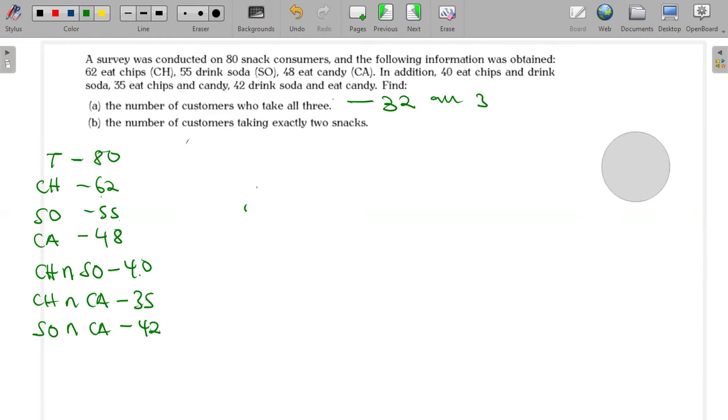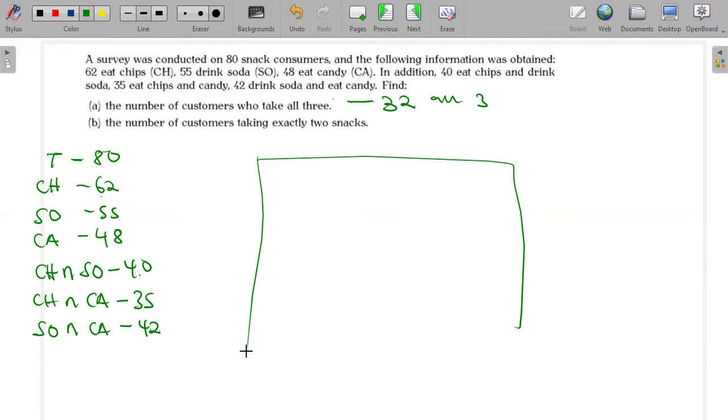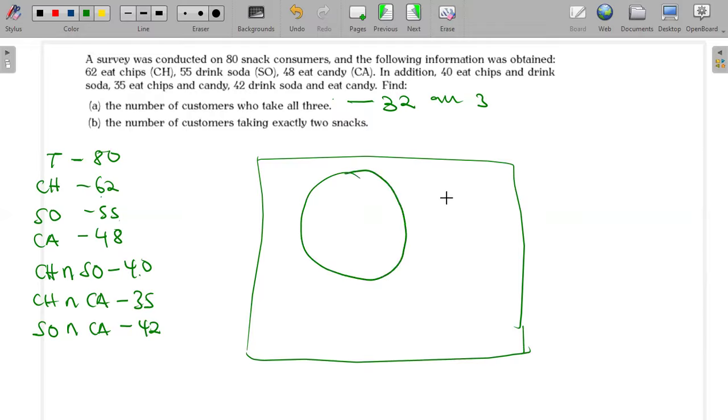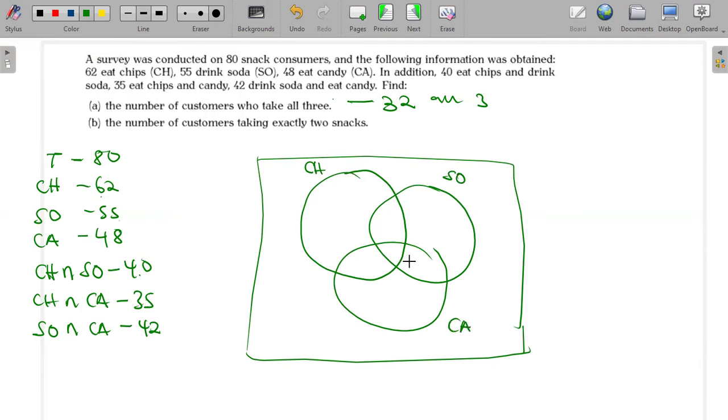Now they're telling us we must find the number of consumers taking exactly two snacks. It's going to be easy to just draw a Venn diagram and put your sets there. You have a set here, another there, and another there. This one is for chips, that one for soda, and that one for candy. Those that take all 3 are 32. I put them in the middle.